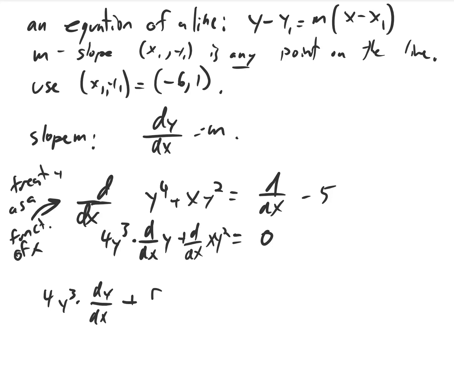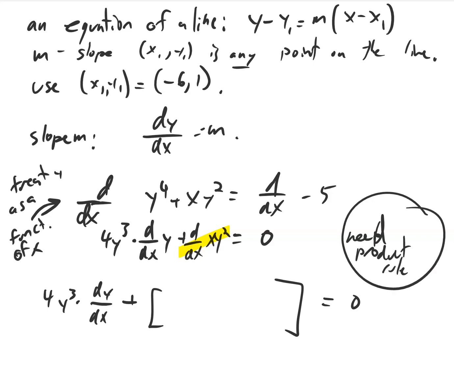All right, and now we have to be careful when we're computing this part of the derivative, because x is a function of x, and y we're treating as a function of x, so we need the product rule. All right, so I'll write down what the product rule tells me. It's going to be the derivative with respect to x of the first function times the second function, plus the first function times the derivative with respect to x of the second function.